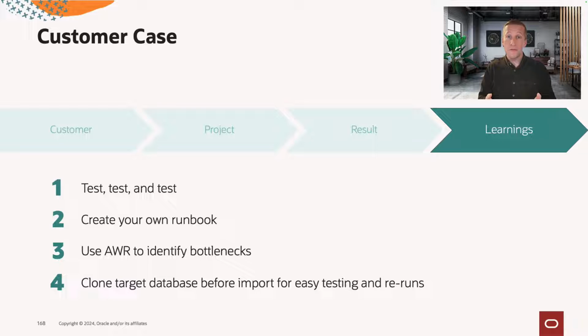Also, the team at Advania could use AWR to identify bottlenecks in the Data Pump export and import. Some of those bottlenecks originated from objects that were no longer needed. They could simply clean up the objects and the export and the import ran faster.